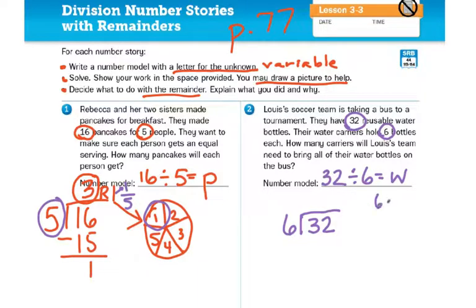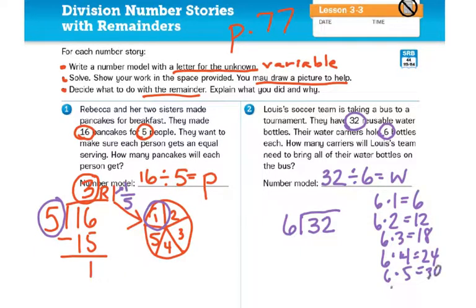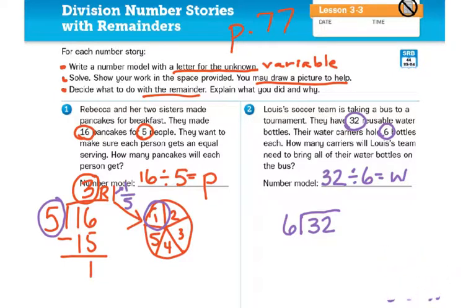Well, you don't have to write this down, but here's my thinking. 6 times 1 is 6. 6 times 2 is 12. 6 times 3 is 18. 6 times 4 is 24. 6 times 5 is 30. And 6 times 6 is 36, which is too much. So it goes in there 5 times. So all I'm doing is showing you my thinking. So 6 times 5 is 30. Go ahead and subtract. Right now, this tells me that there are 2 water bottles that are not in a water carrier.